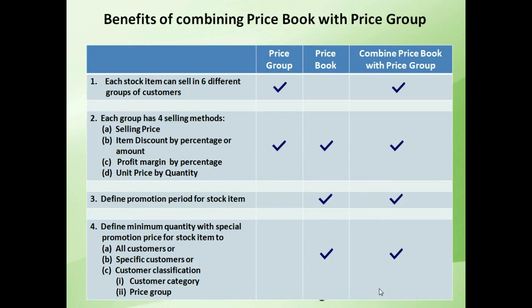The benefits of combining the price group feature with the price book feature are: number one, each stock item can sell in 6 different groups of customers. Number two, each group has 4 selling methods, namely selling price, item discount by percentage or amount, profit margin by percentage, unit price by quantity. Number three, define promotion period for stock item. Number four, define minimum quantity with special promotion price for stock items to all customers or specific customer, or customer classification by customer category or by price group.